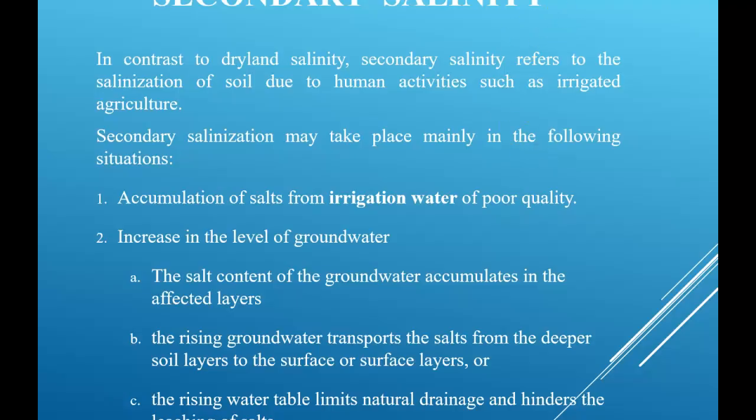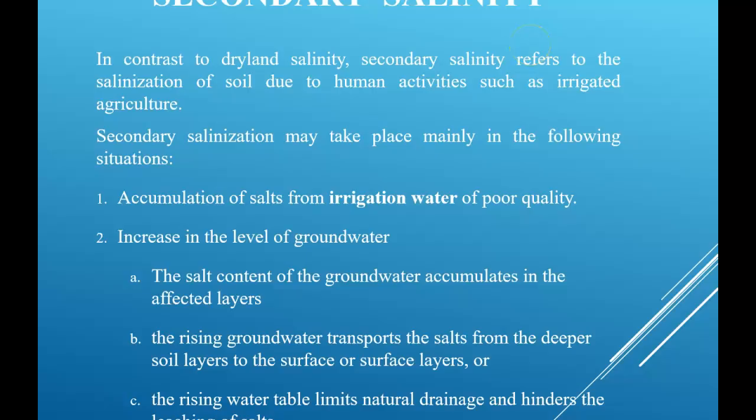Secondary salinity is the salinity which is because of human activities. For example, accumulation of salt from irrigation with water of poor quality, that is, we are irrigating our agricultural lands with saline water or poor quality water.